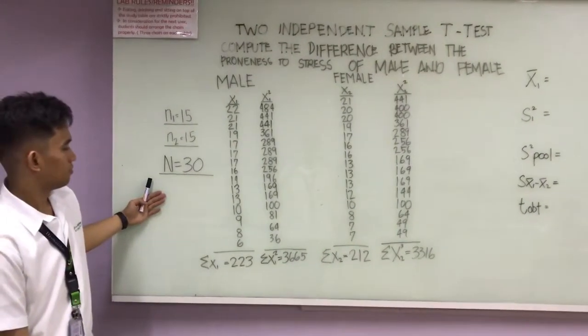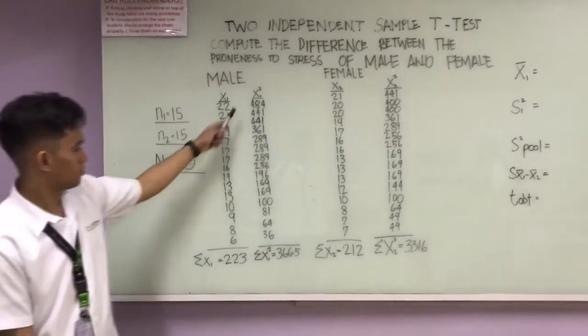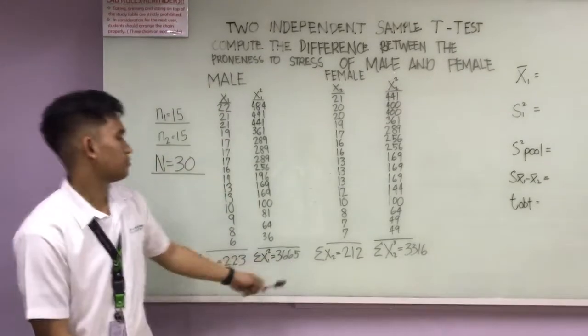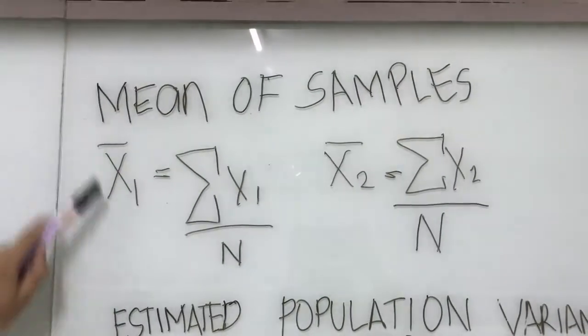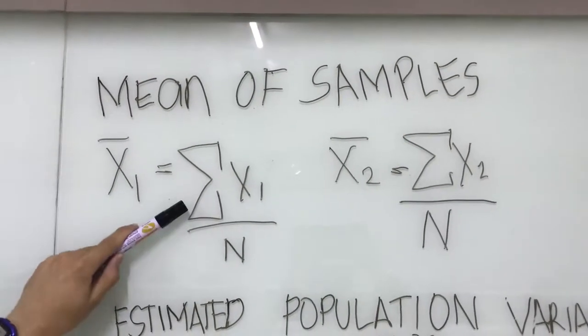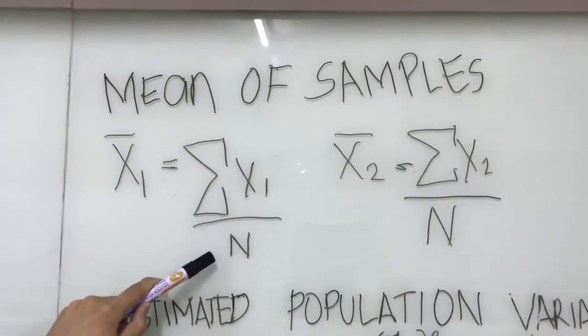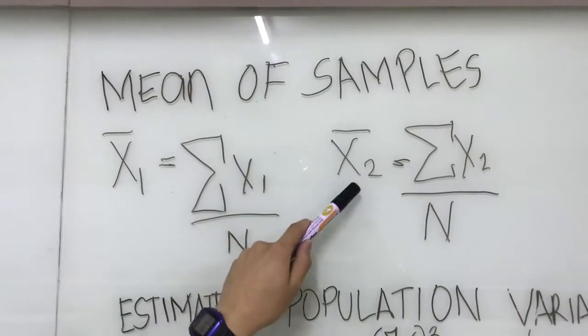After computing the total of the given scores, the square of each score may occur, and lead to the summation of the square of x sub 1 and the square of x sub 2. Now we go to computing for the mean of the samples, or the x with a line above it. To compute for the mean, divide the summation of x sub 1 by the number of elements in a sample, and the same goes for x sub 2 in order to get the mean.